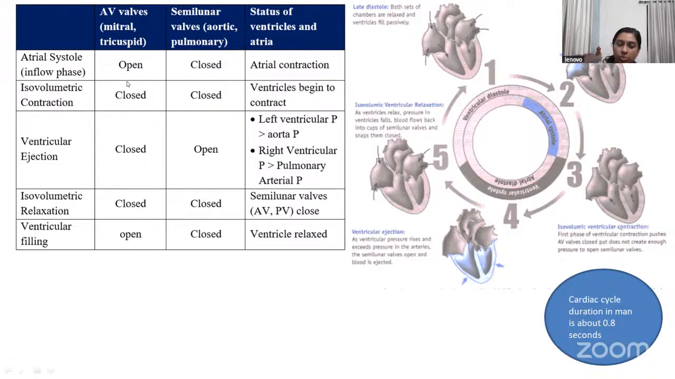Next is isovolumetric contraction, in which volume is maintained and hence all the valves, whether AV valves or the semilunar valves, are closed. And the status is that the ventricles begin to contract.